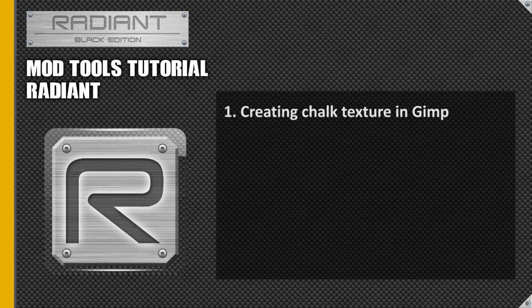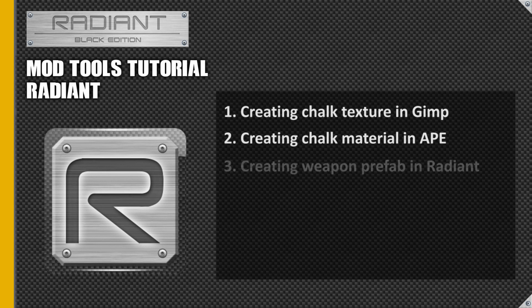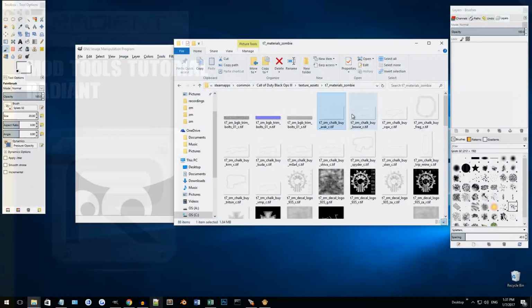And then after that, we'll make our material in APE so that it has the same sort of material that Black Ops 3 uses. And then after that, we will jump into Radiant and make the actual prefab for our weapon that you can place into your map. Alright guys, let's jump in.